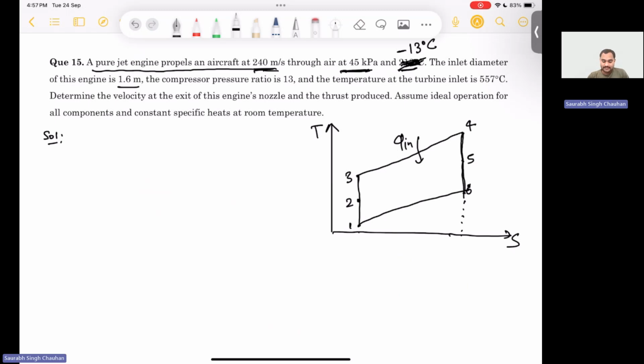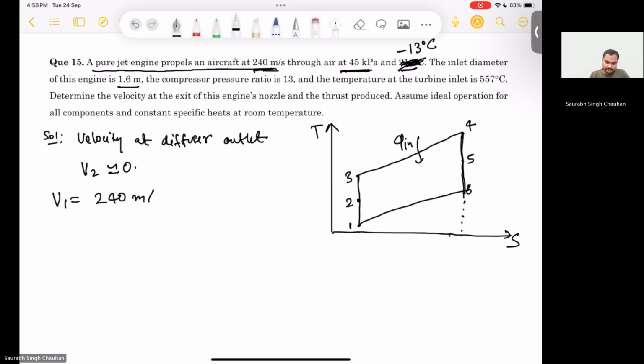So again, there will be some assumptions. One assumption is that the air which is coming out from the diffuser will be at very, very slow speed. So that speed you can neglect with respect to inlet velocities and other velocities. The inlet velocity will be equal to the aircraft velocity. In the reference frame of aircraft, you can assume the aircraft to be at rest, and air can be assumed to be flowing at this speed, 240 meter per second. So the velocity at diffuser outlet, V2, is very, very small. And velocity at inlet will be equal to the aircraft velocity, so 240 meter per second.